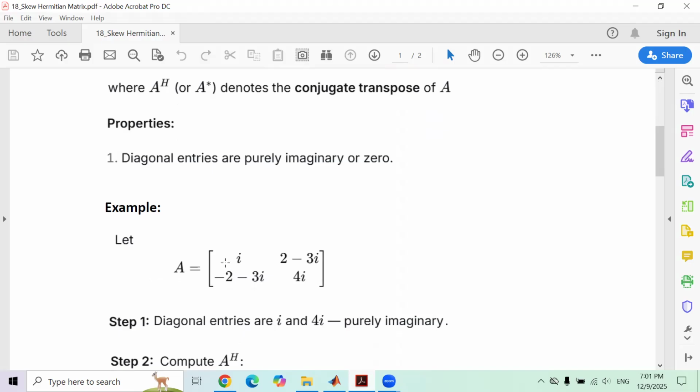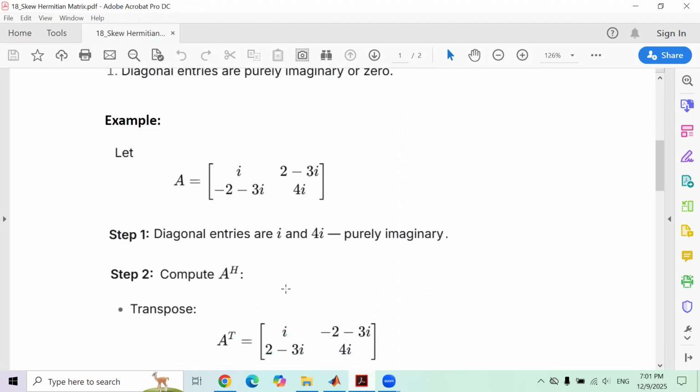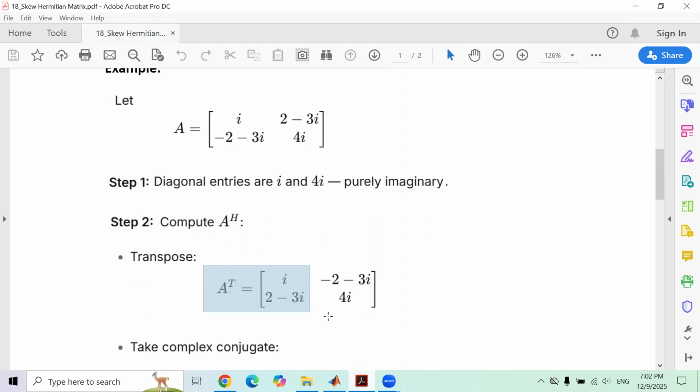In this case, we have got two principal diagonal elements, that is i and 4i. Both are purely imaginary, as there is no real part involved in that. Now, let us have a look at step 2. In step 2, we compute A Hermitian. To do this, first let us take the transpose of A, that is swapping rows with columns, and we get the following matrix A to the power T.